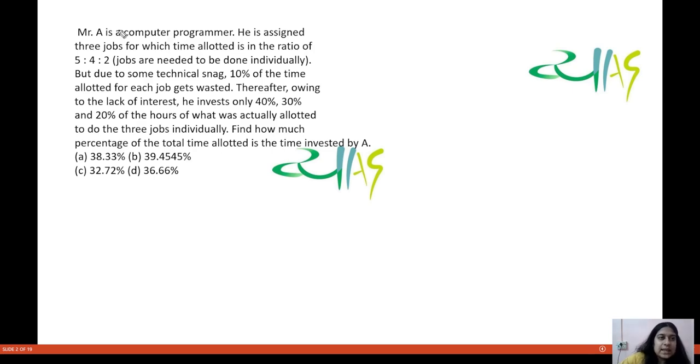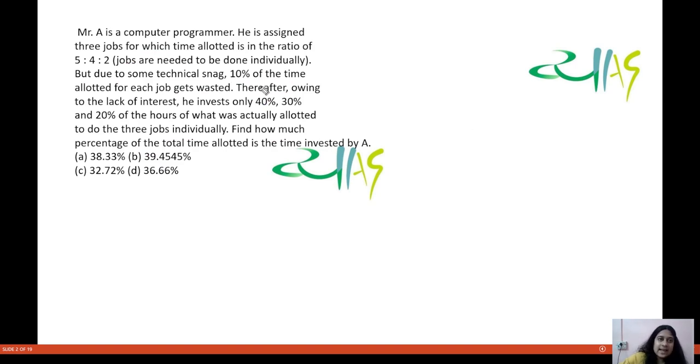Look at this question. It is saying Mr. A is a computer programmer. He is assigned three jobs for which the time allotted is in the ratio 5 is to 4 is to 2. Jobs are needed to be done individually, but due to some technical snag, 10% of the time allotted for each job gets wasted. Thereafter, owing to the lack of interest, he invests only 40%, 30%, 20% of the hours of what was actually allotted to do the three jobs. Find how much percentage of the total time allotted is the time invested by A.